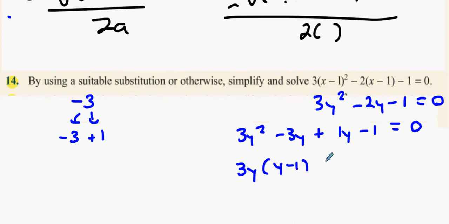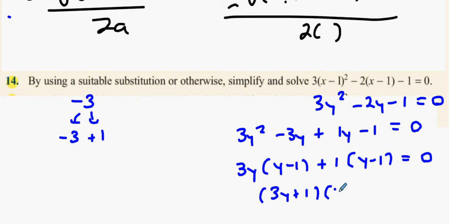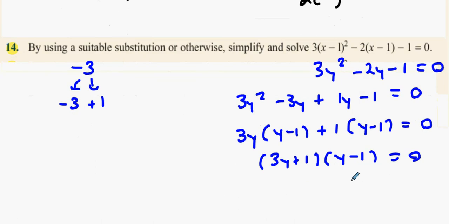Plus 1 into brackets equals. Now what? Plus 1 then equals 0. Now what? Y minus 1 equals 0. Y equals 1. 3y equals minus 1. Y equals minus a third.